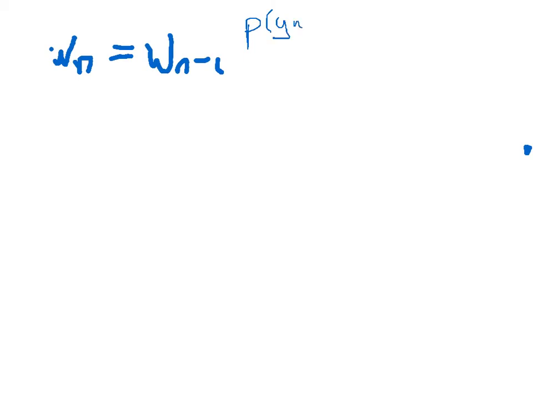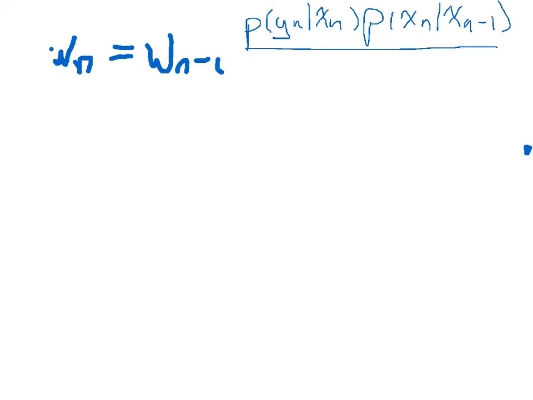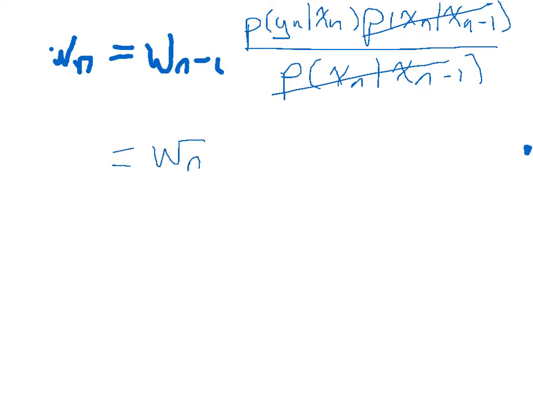P of y of n given x of n, and then if I remember, this has got to be p of x of n given x of n minus 1. And the whole thing is divided by the q, but in the car tracking example, and the most common choice that's used, you pick your q so that it's equal to p of x of n given x of n minus 1. And so what you end up with is this cancellation. These two terms cancel. And so you end up with a simpler weight update equation where it's equal to what it was, and then simply multiplied by the likelihood.